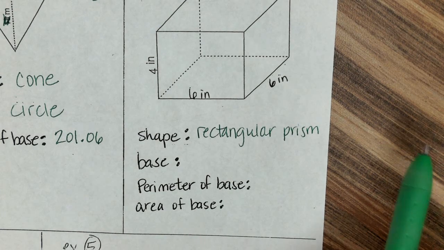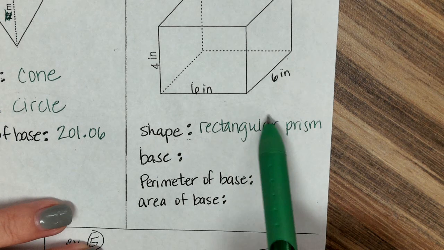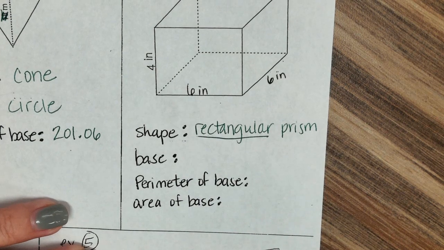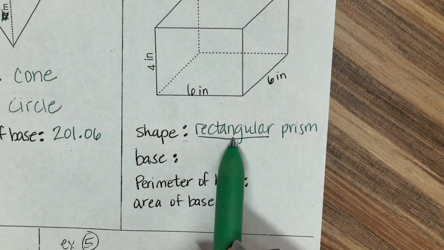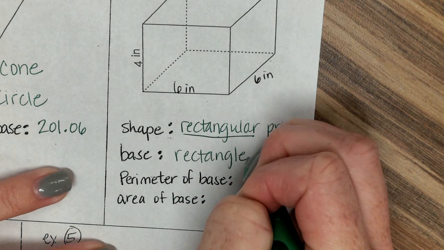In a rectangular prism, or any prism at all, the name of the first word is the shape of the base. So what does this say right here? That means the base is a rectangle. So if you ever see prism, the first word is the base. If I say triangular prism, the base is a triangle. If I say octagonal prism, the base is an octagon. That's how prisms work. The first word is the shape of the base. So the base of this one is a rectangle.